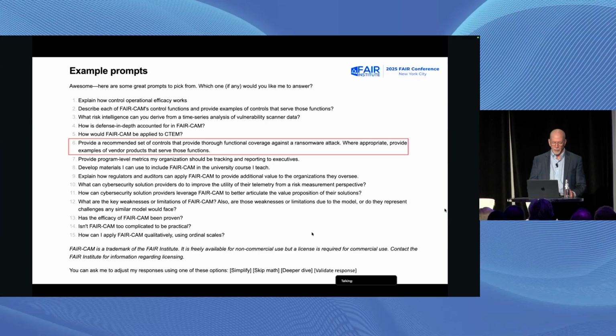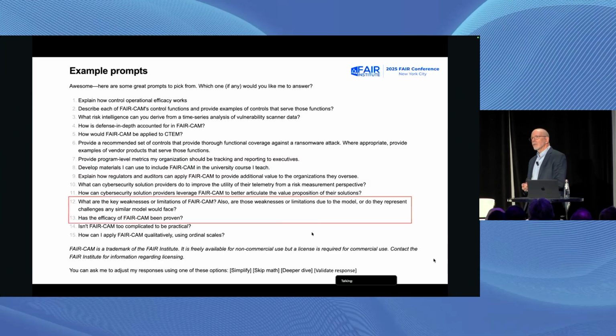You'll see that. Provide program-level metrics my organization should be tracking and reporting to executives. It'll offer an opinion on that too. Again, materials for university course. But because there are people who are not fans of models, let's just say, I included here, for example, what are the key weaknesses or limitations of FairCam? And are those weaknesses or limitations due to the model, or do they represent challenges any similar model would face? I think that's a useful thing to understand.